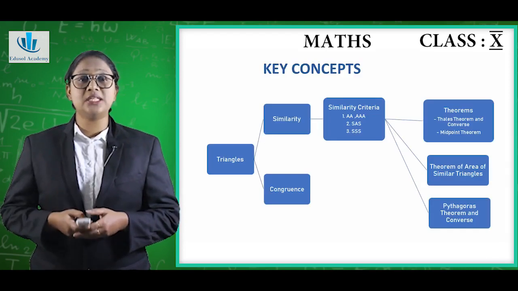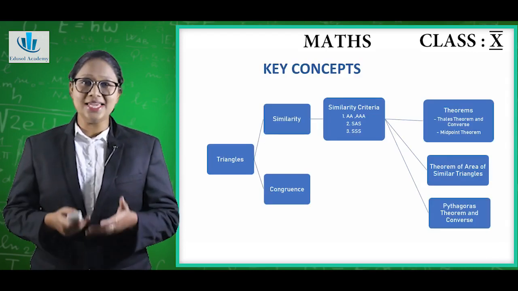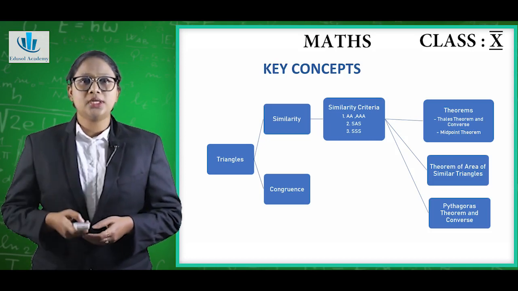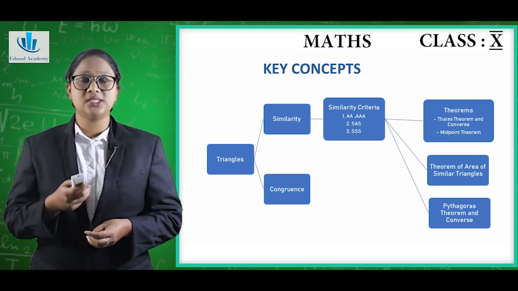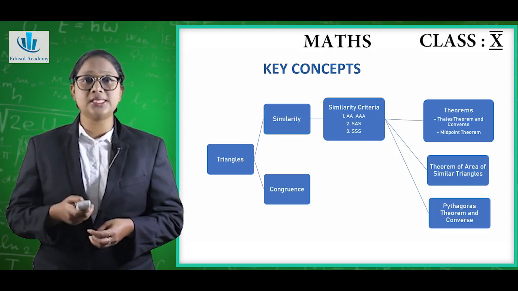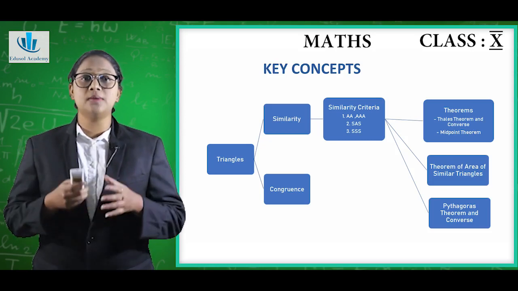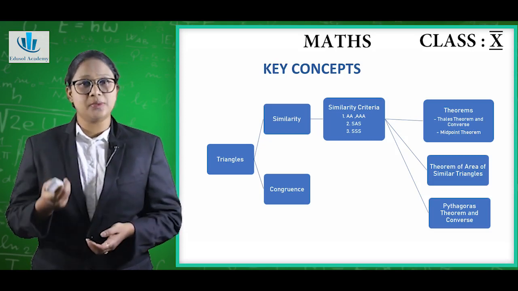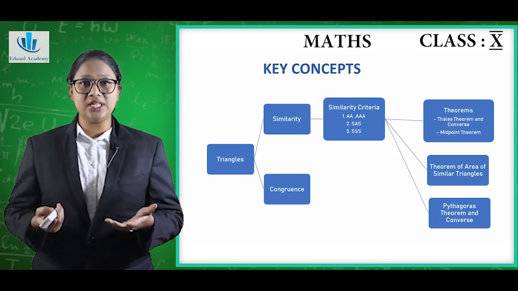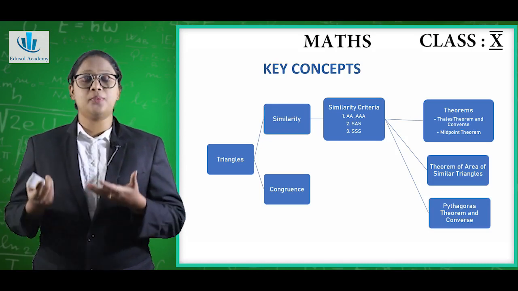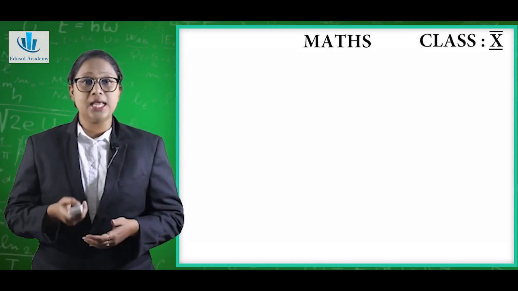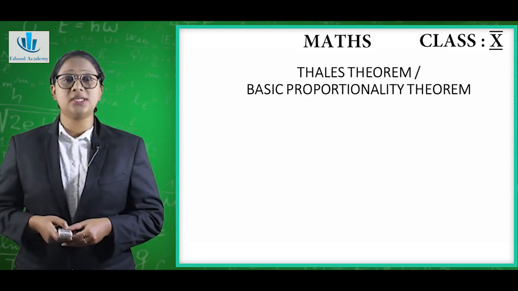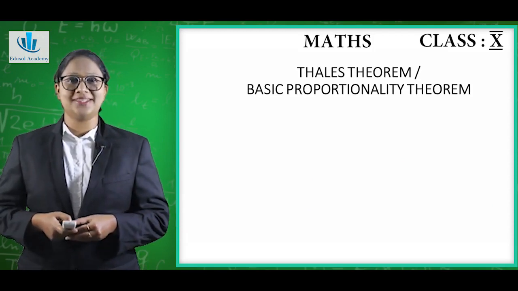Before moving to the main subject, let's have a look at the key concepts that we'll be dealing with in this chapter. You might already be familiar with the concept congruence, but in this chapter, we will be focusing more on a new concept named similarity, with a set of similarity criteria like in congruence and certain theorems, their proofs and their converses. Now let's begin. Let's begin with Thales theorem, otherwise called basic proportionality theorem.